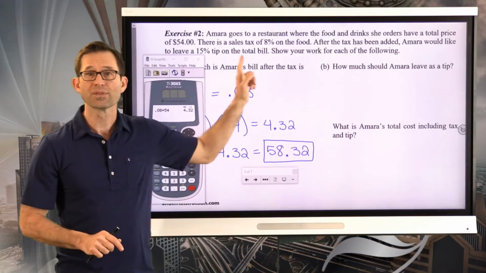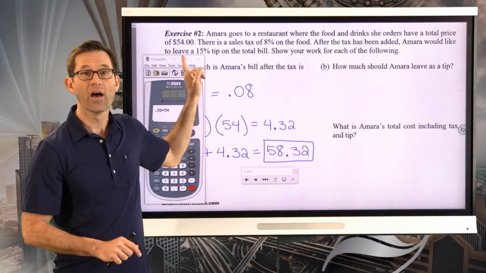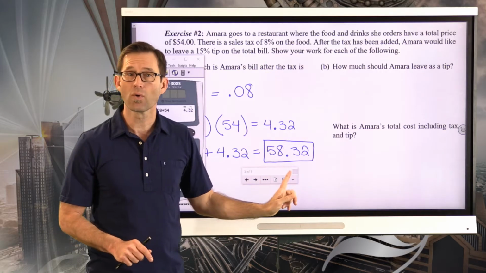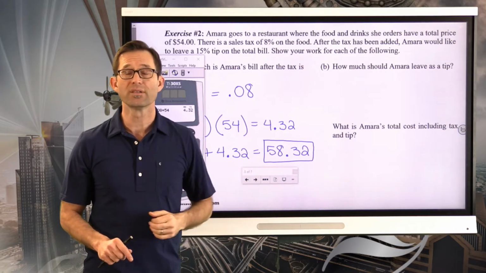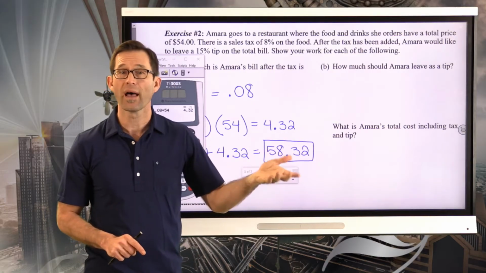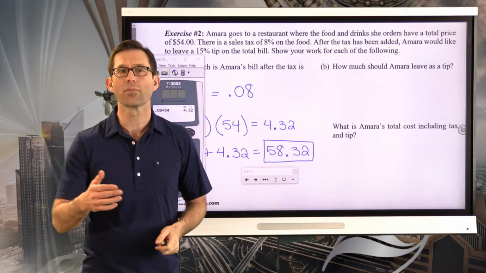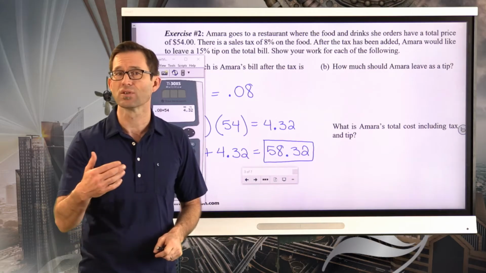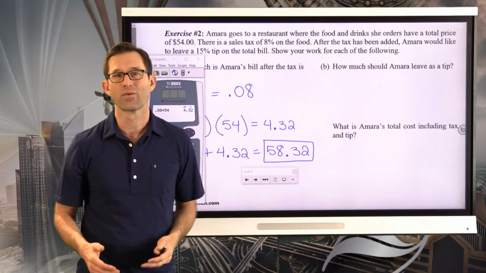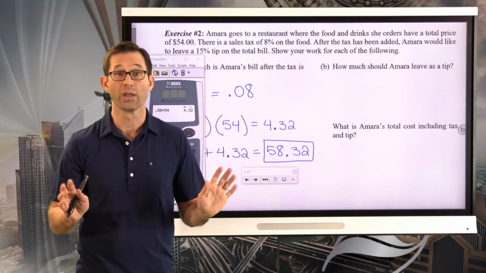Now, going up, right, letter B says, how much should Amara leave as a tip? Now remember, the problem says that Amara would like to leave 15% tip on the total bill. This is the total bill. So what Amara would like to do is leave 15% of this total as a tip. And that is a very standard percent that you leave as a tip. Sometimes you leave 15%, sometimes you leave 20%. Kind of depends on the restaurant, the location, the country, things like that.